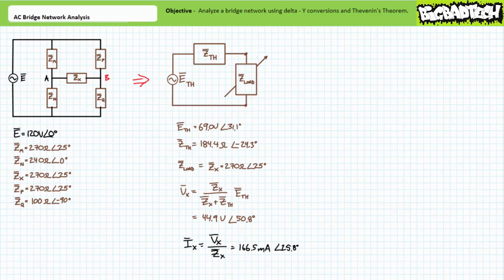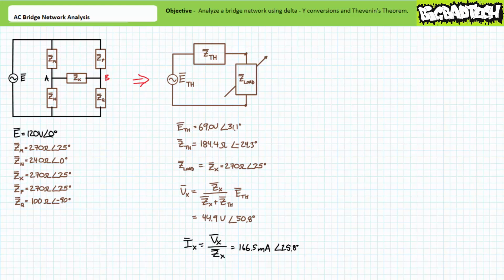Take a moment to compare and contrast the two methods. Which method is easier, bridge circuit analysis using a delta to Y conversion or bridge circuit analysis using Thevenin's theorem? The answer is, it depends. Given we had a balanced delta configuration, a balanced Y configuration was super simple to obtain. This may not be the case for all scenarios.